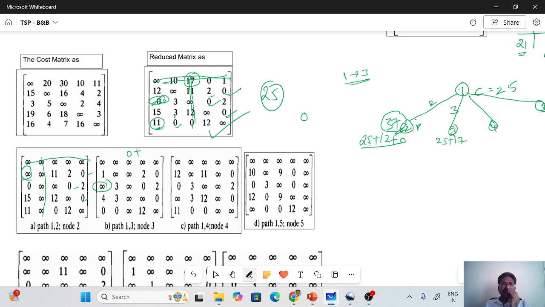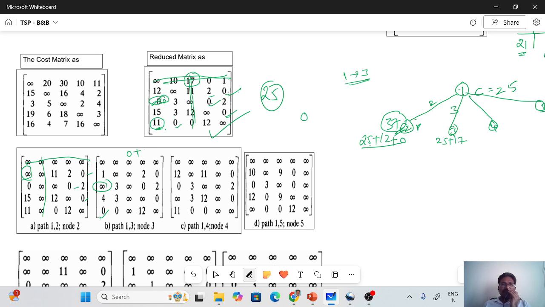Here 0, here 0, here 0. Nothing but the 11. So you must subtract only, you must update this one only. 11, nothing but 12 minus 11, 1. 15 minus 11, 4. 11 minus 11, 0. This is the one. The rest are the same.